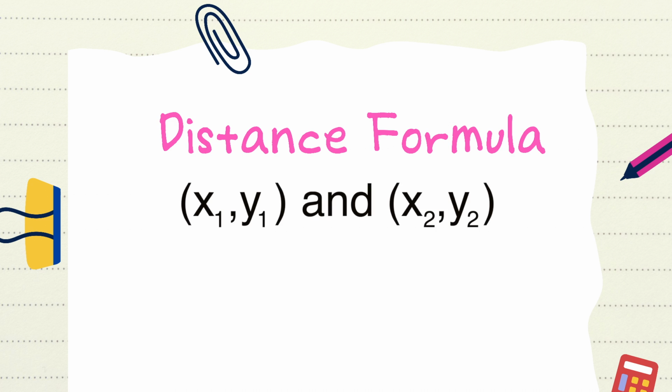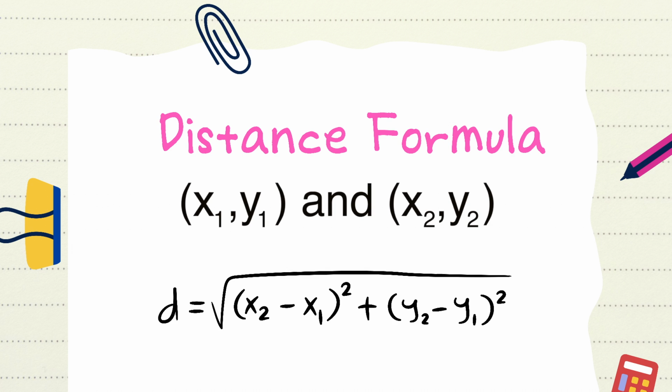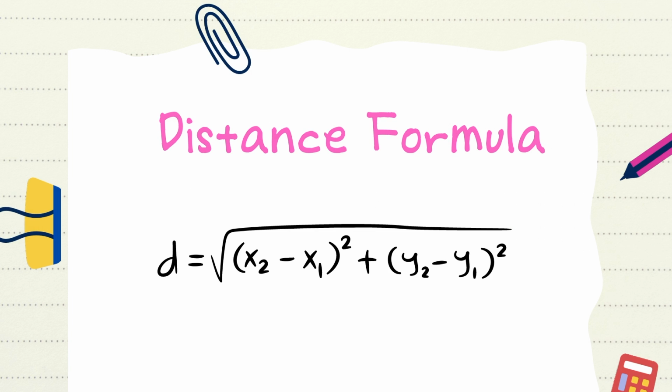To find the distance between the points x1, y1 and x2, y2, we can use the distance formula, which states that d is equal to the square root of x2 minus x1 squared plus y2 minus y1 squared.